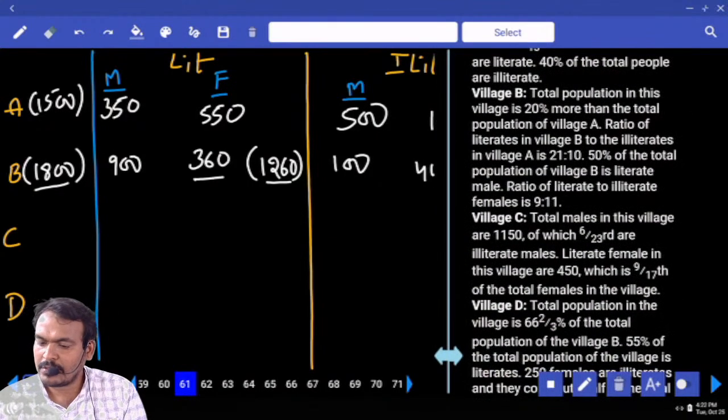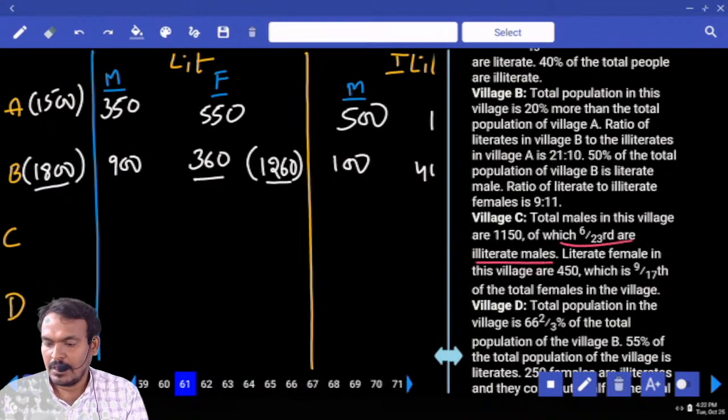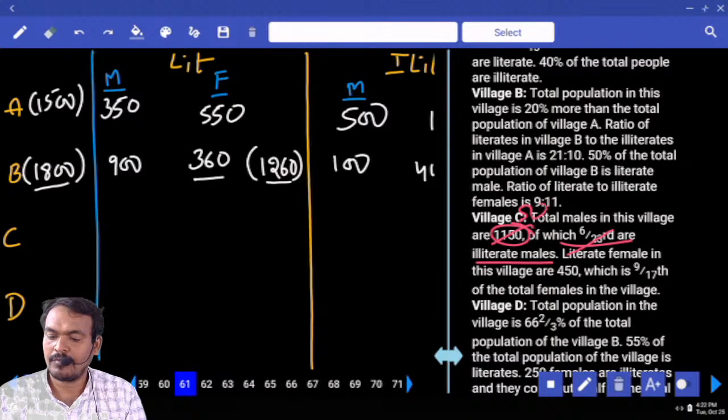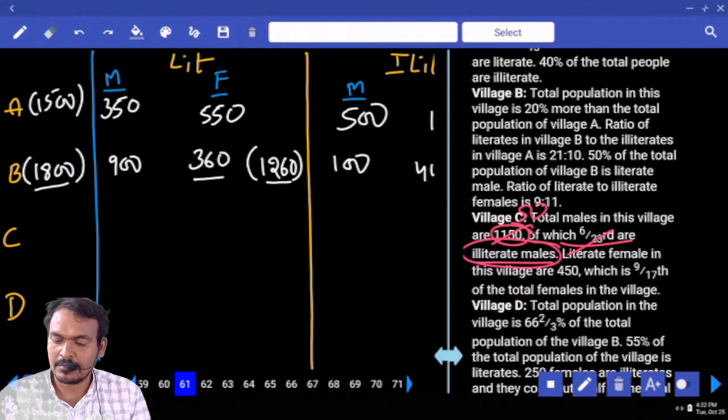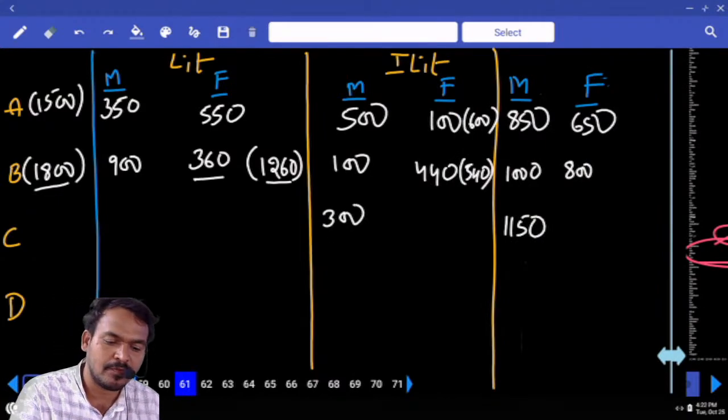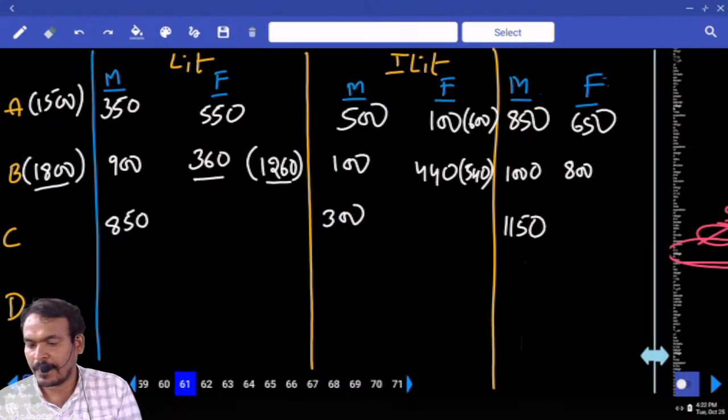Out of 1150, 6 by 23 are illiterate males. 6 by 23 of which value? 1150. 23 how many times? 50 times. 6 into 50 is 300. That 300 is illiterate males. 300 is illiterate males, which means the remaining 850 are literate males. Next. What is the next point?